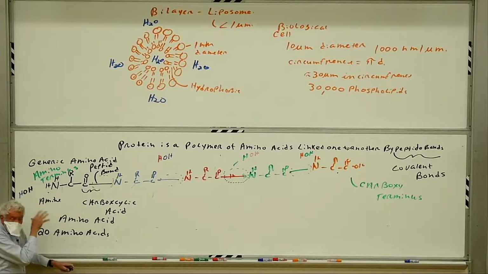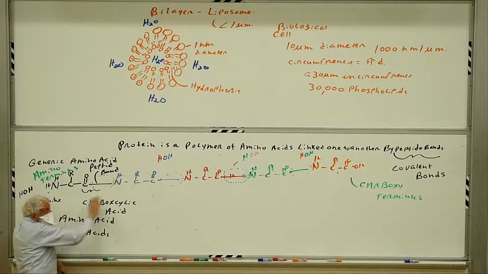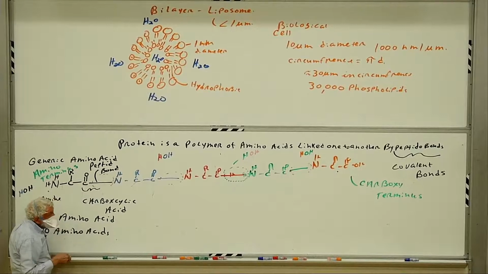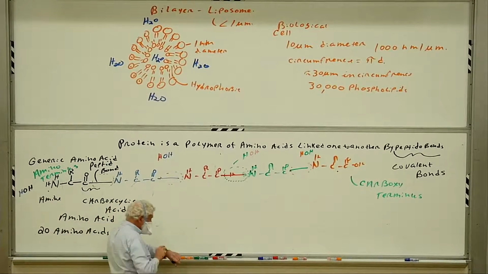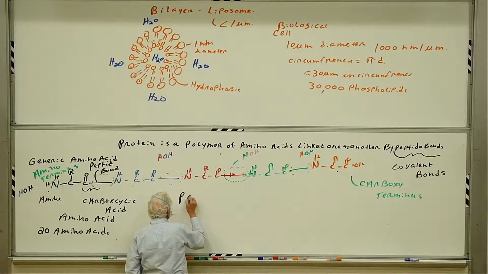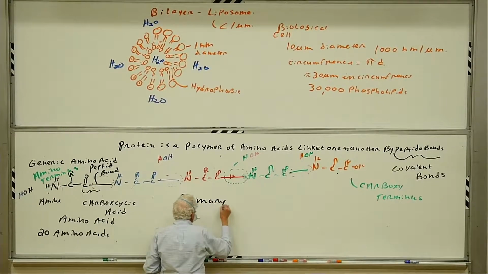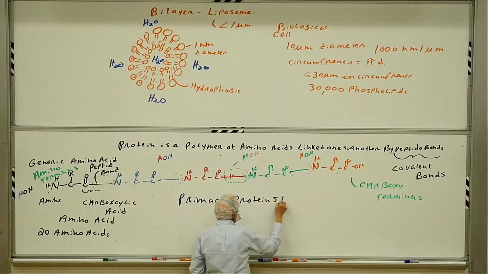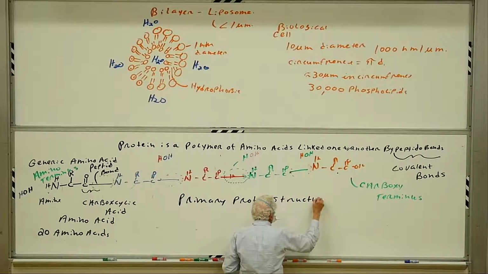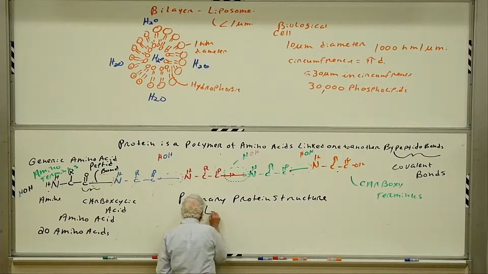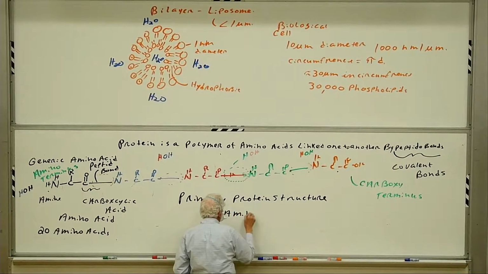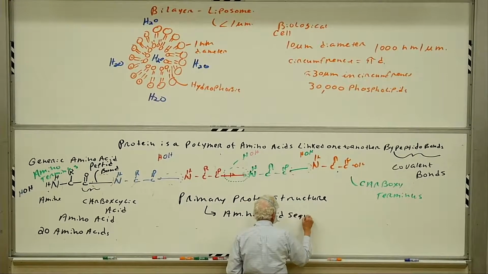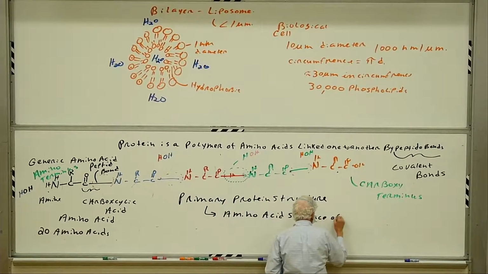So what we've done so far, though, is string together a series of amino acids, all linked by peptide bonds. That gives rise to something known as the primary protein structure. And the primary protein structure is nothing more than the amino acid sequence of the protein.